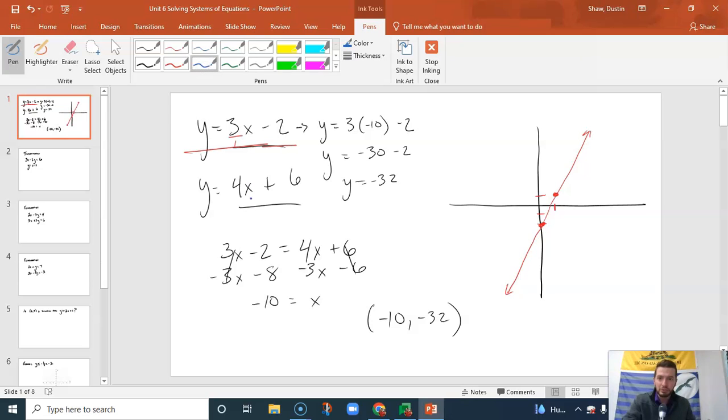And then in blue, I'll do the next one. So this is going to be plus 6 to start for my y-intercept. So 1, 2, 3, 4, 5, 6. And then I'm going to go up 4 and over 1 unit. So 1, 2, 3, 4, and over 1. And this is going to be my second graph. And you see they're going to cross way down here at negative 10 comma negative 32.